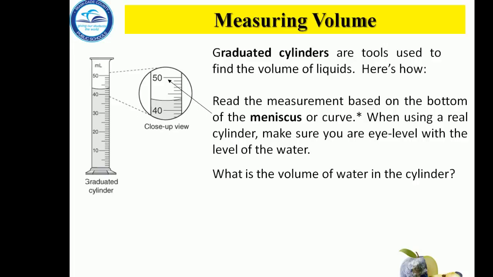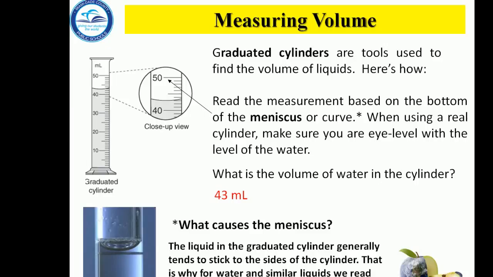Now, a graduated cylinder is a tool that's going to be used to find the volume of liquids, and here's how. You read the measurement based on the bottom of what's called the meniscus, or the curve. When using a real cylinder, make sure you're eye level with the level of the water. So what's the volume in this cylinder? Well, if you look at it carefully, you'll see it's 43 milliliters.